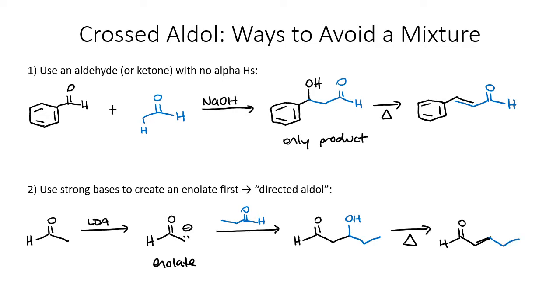So these are the two main ways that we can use two different aldehydes or ketones and react them with each other in the cross-aldol reaction.